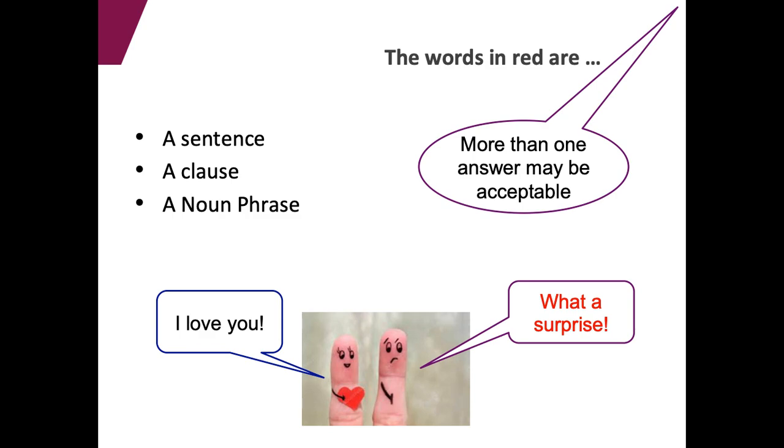Okay, so you have to determine what the words in red are. So there is a small dialogue. I love you. What a surprise. Okay. More than one answer may be acceptable. Take a moment to think about what a surprise can be. And here comes the answer. Actually, it's two things. First, it is a sentence because it starts with a capital letter and it ends with, well, here, an exclamation mark. Okay? It is also a semantic unit. It makes sense on its own.